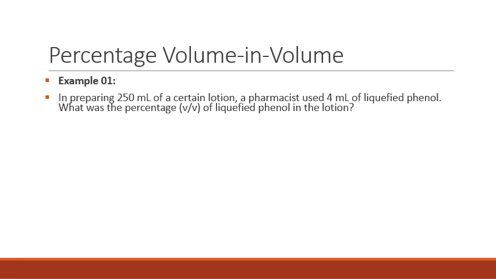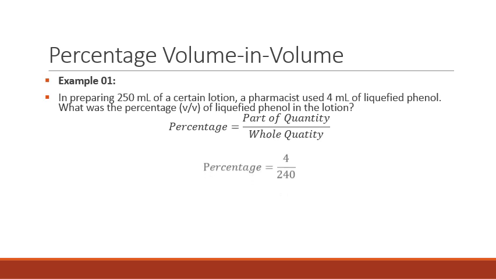So in a 250 ml lotion, there is 4 ml of liquefied phenol and we have to calculate the percentage of liquefied phenol present in it. So a similar formula will be used. Now if we put the values over here, simply we have to calculate the percentage, and the whole quantity of the preparation, we have it in the data, that is 250 ml, and the part of the liquefied phenol that was used is 4 ml. So percentage will be equal to 4 upon 250.